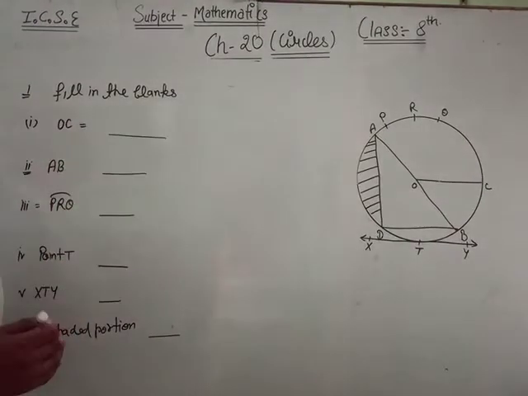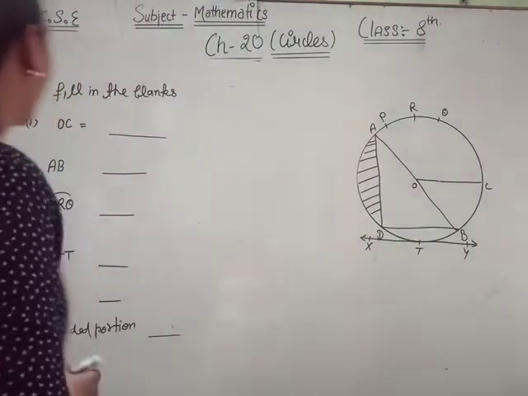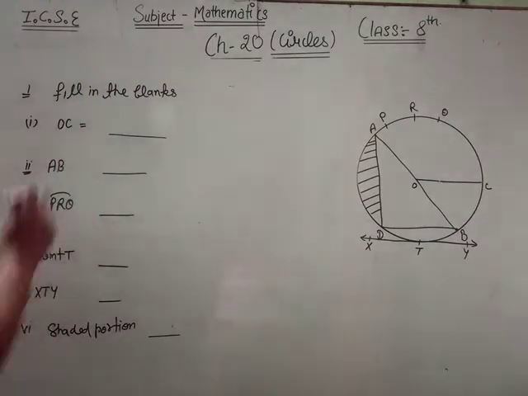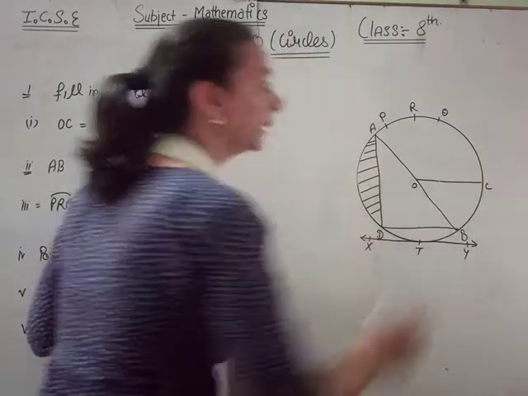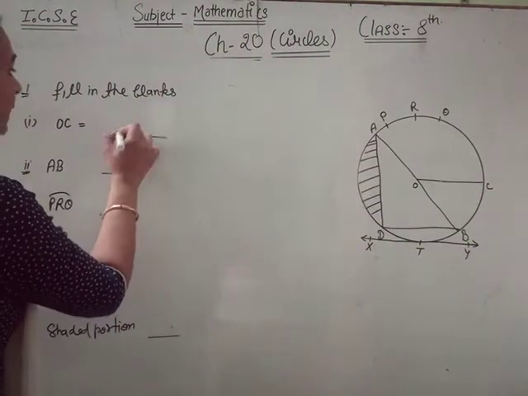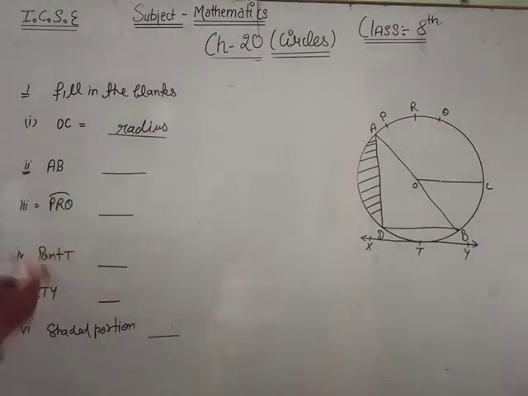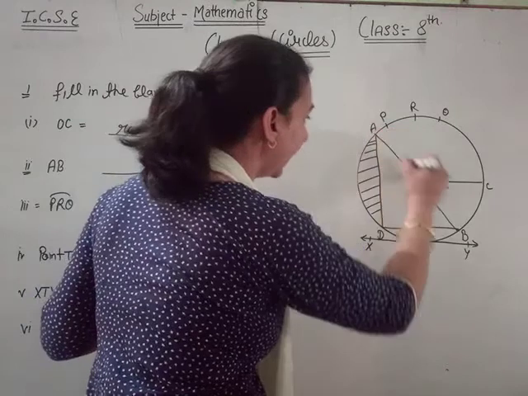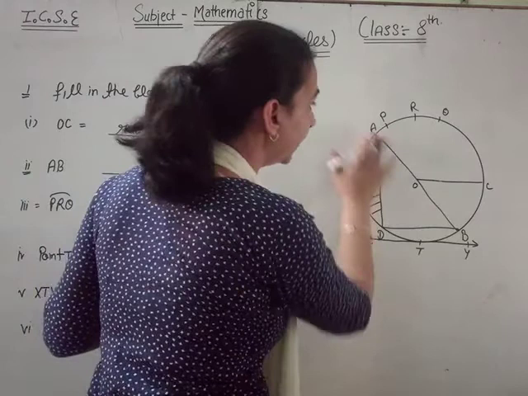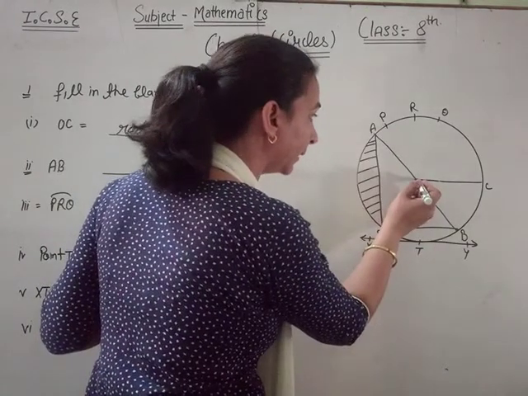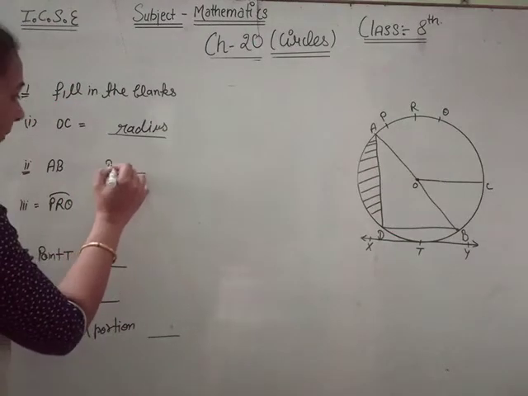Question number one from the exercise. Student, this is a circle and these are some terms related to a circle, fill in the blanks. First is OC. What is OC? Student, OC is the radius of the circle. Then next is AB. What is AB? Student, AB is the diameter of the circle, because AB passes through the center. If it passes through the center, then that is a diameter. Then AB is the diameter of the circle.